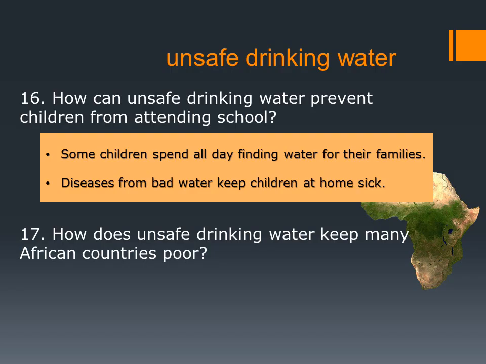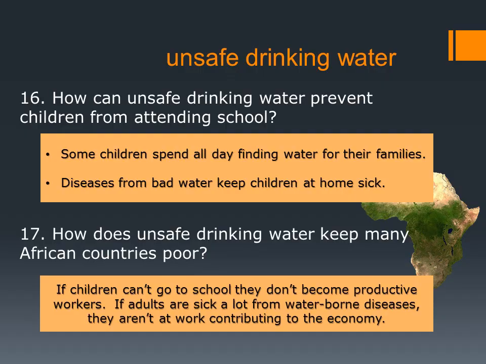How does unsafe drinking water keep many African countries poor? Well, if your children aren't going to school, then they're not getting educated and they don't become productive workers. Likewise, if adults are sick a lot because of the waterborne diseases from unsafe drinking water, then they're not able to be at work contributing to the economy either.